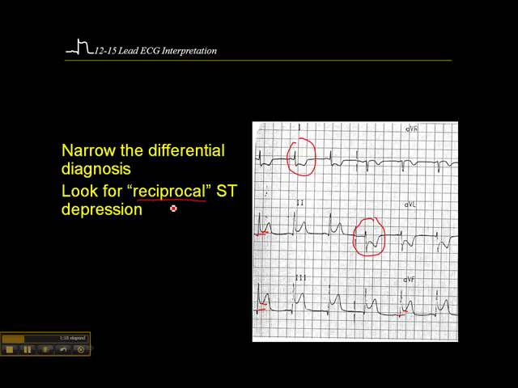So now, again, as I said earlier, the absence of reciprocal changes doesn't rule out MI. If you have a patient who has strong signs and symptoms consistent with a myocardial infarct, and you just see ST elevation in 2 or more anatomically contiguous leads without reciprocal changes, chances are good of having an MI. But if you've got reciprocal changes, that just increases the specificity or the accuracy.